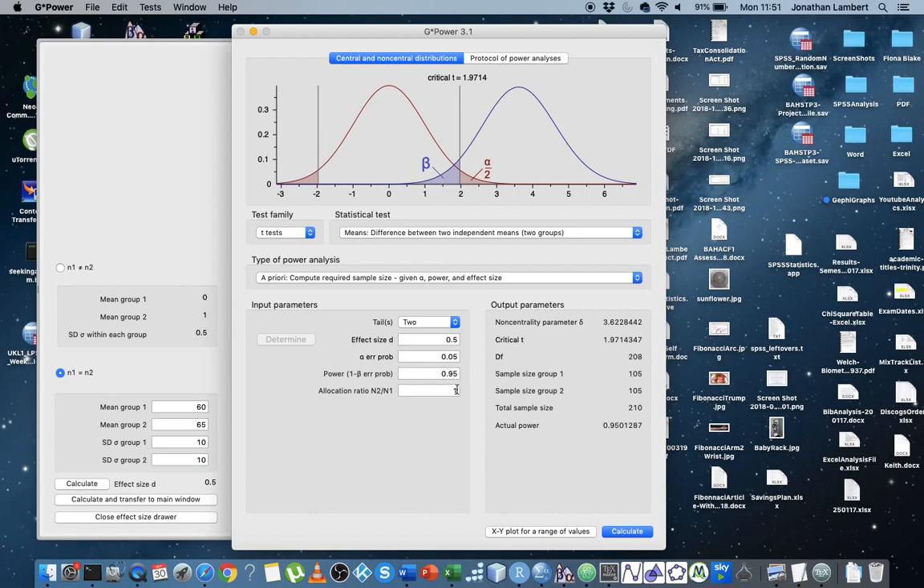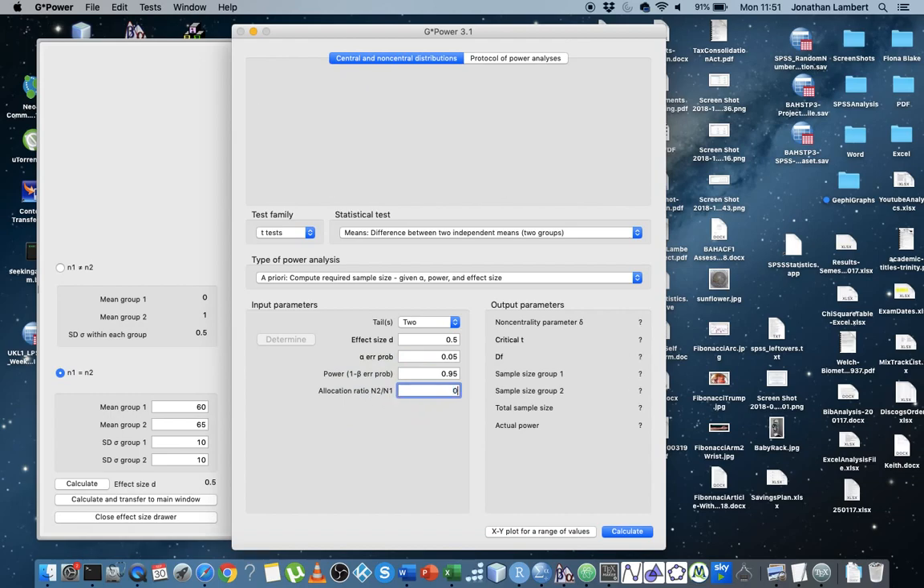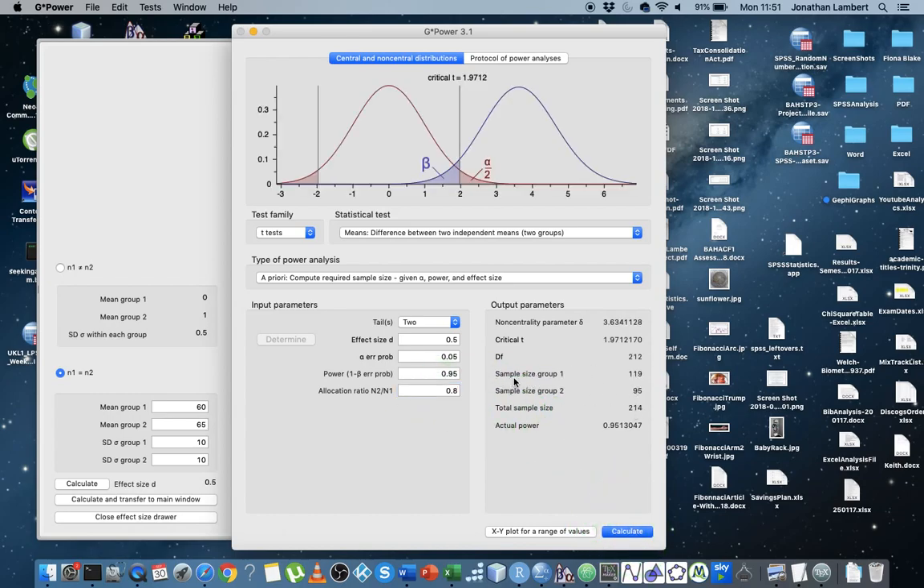If we split the allocation ratio, in other words, if we want more in, let's say, the first group, well, then let's split it down to 0.8. Okay, and let's hit calculate. And you can see it says sample size of group 1 is 119, sample size of group 2 is 95. Still 214 participants required across the test.